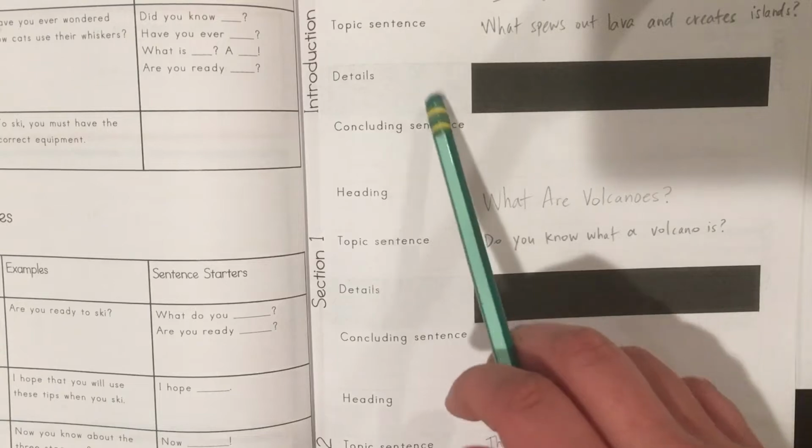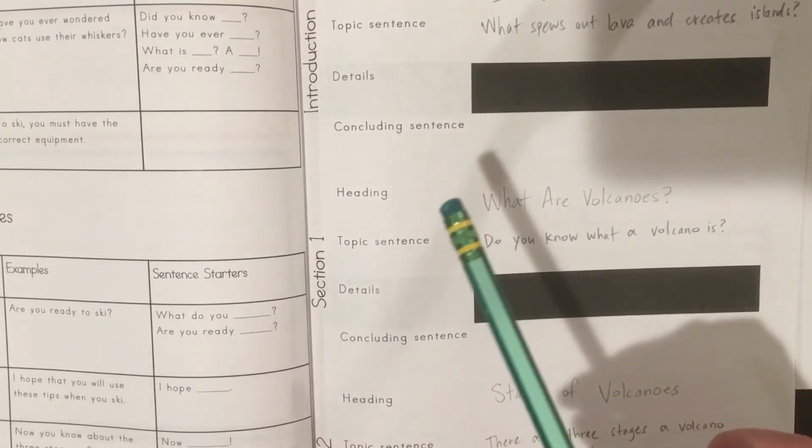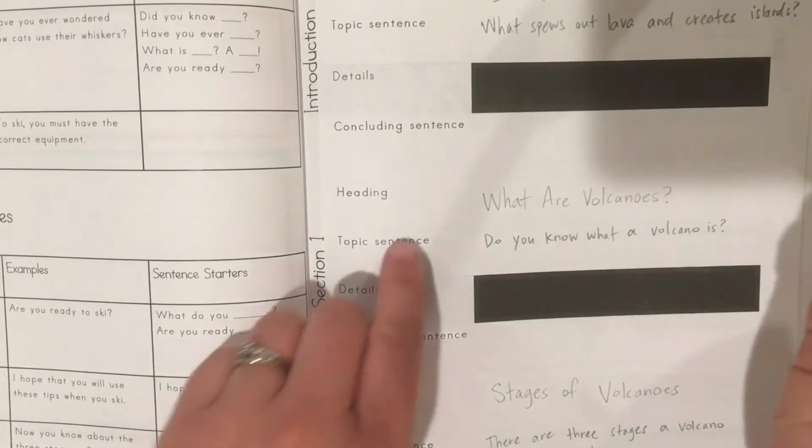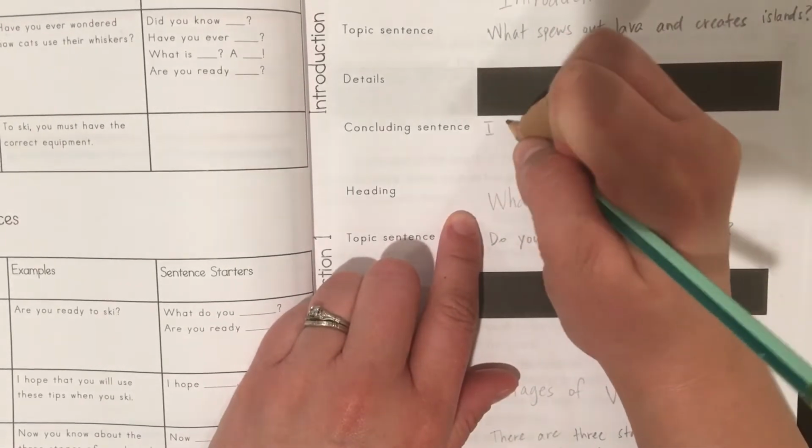So I'm thinking for my first paragraph, I want to end my first paragraph with an I hope statement. I hope that you will know a lot about volcanoes after you read this book. I'm going to write that for my concluding sentence.